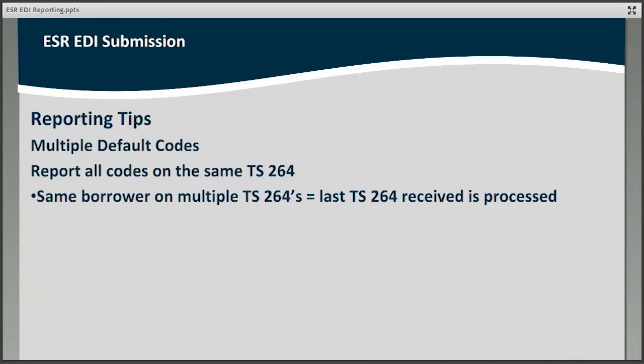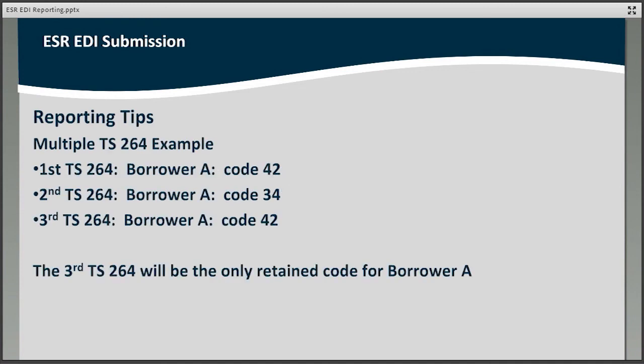Another very important point in regards to multiple default codes and accurate reporting applies directly to transaction set 264. Be sure to report all applicable codes on the same transaction set 264 that is transmitted to USDA for that borrower. If the same borrower is listed on multiple transaction set 264s that are submitted, only the last TS-264 received will be processed. This may result in inaccurate or incomplete reporting records for a loan status.